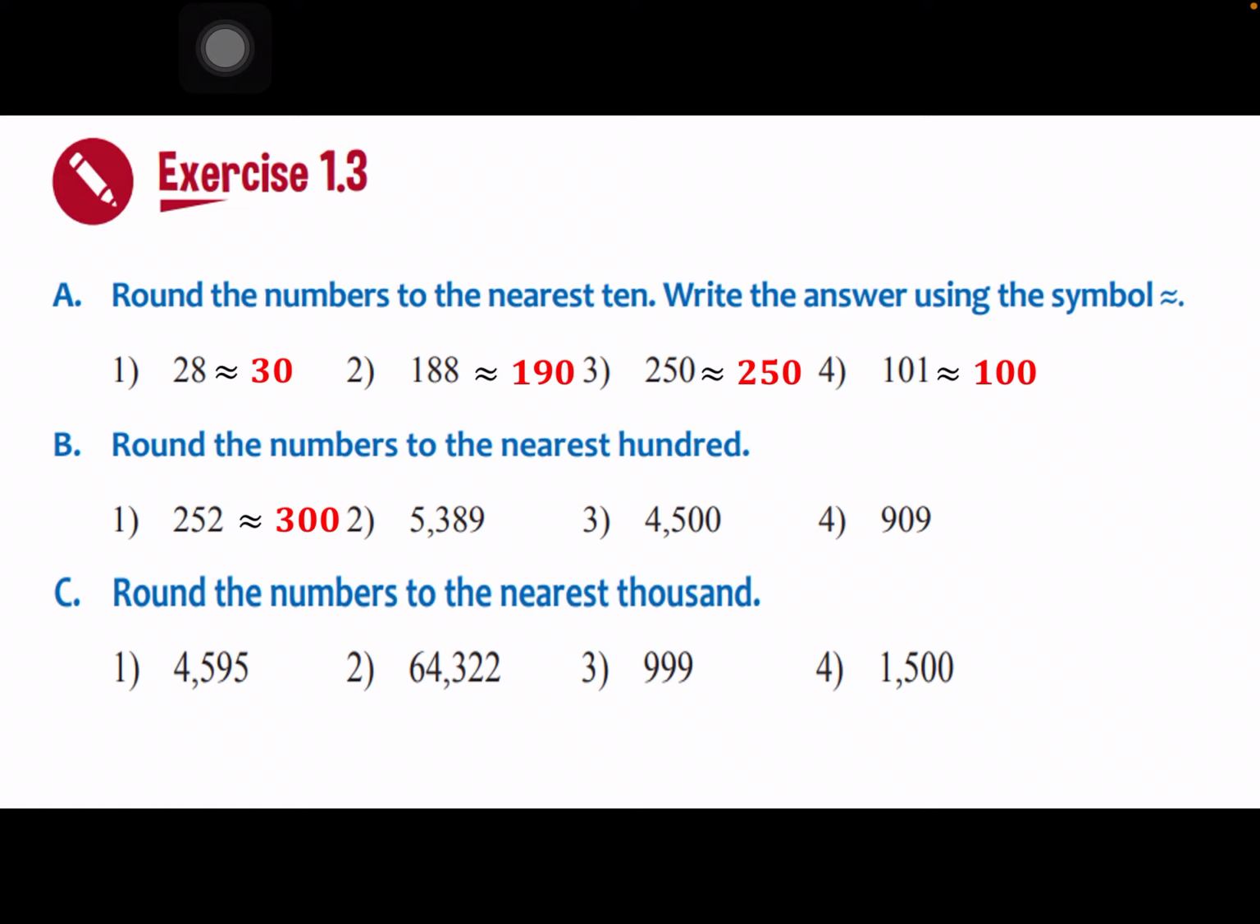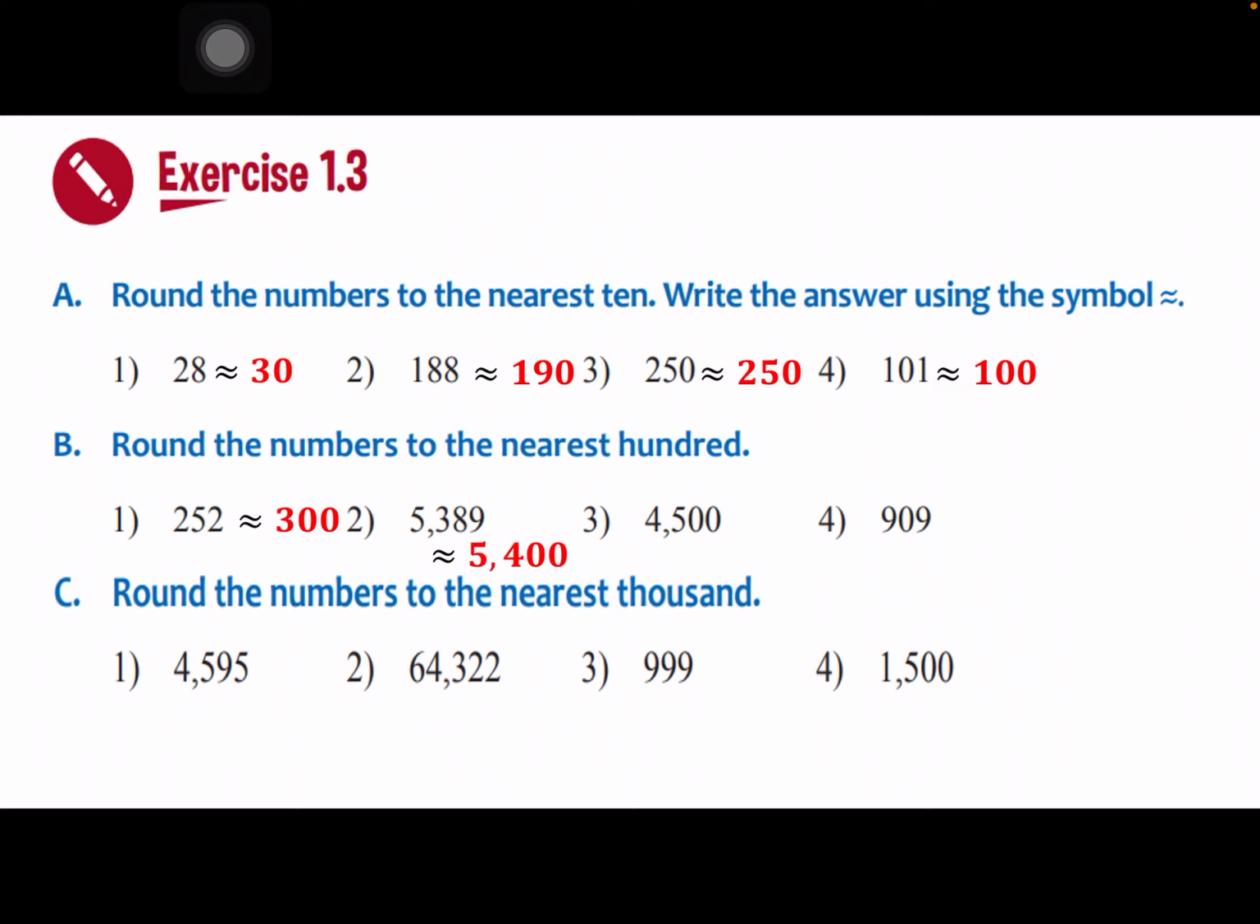Number 2, 5,389. The number in the hundreds place is 3. Next is 8, more than 5. You round it to 5,400. Okay. Next is number 3.